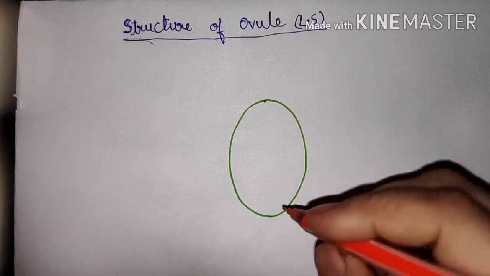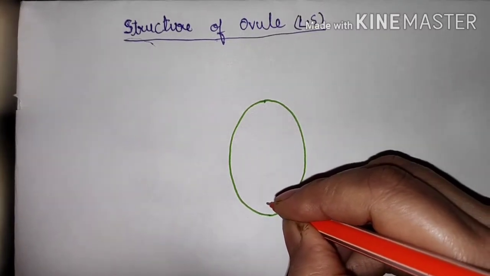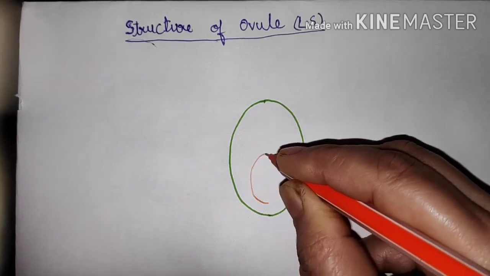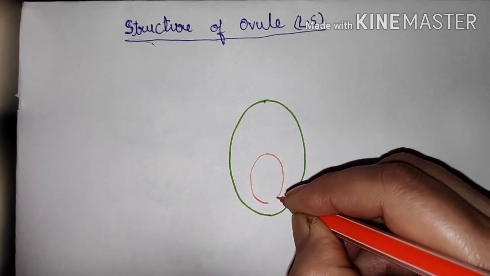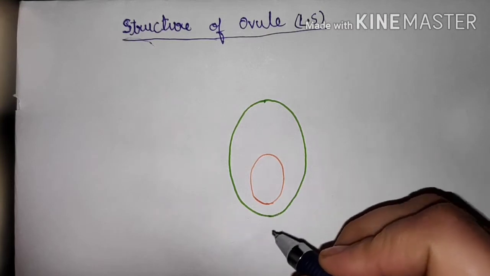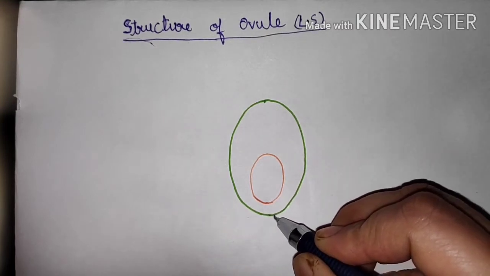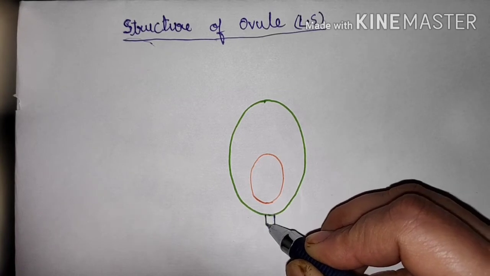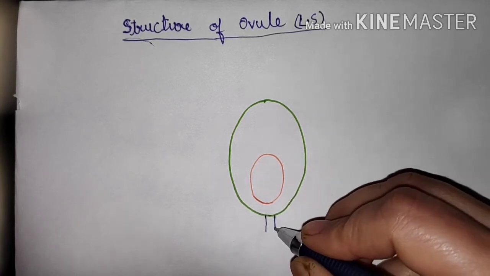the central embryo sac like this. These two circles or ovals you have to draw. Then you have to make the integuments, two integuments, leaving a space in between, which is the micropyle.